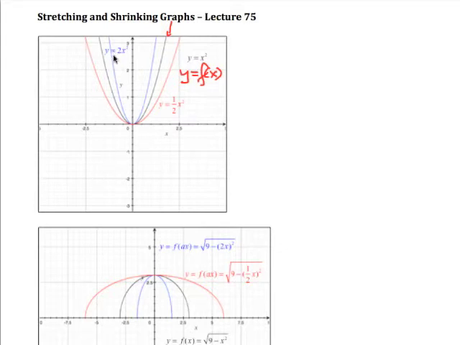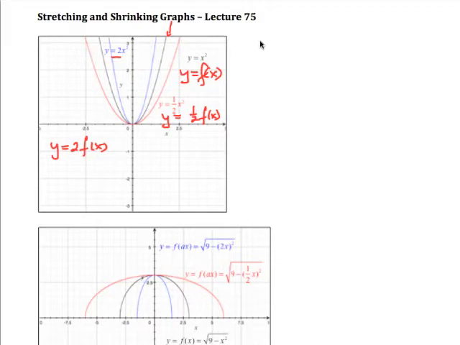Then what we're going to look at is the blue one here. You'll see that this is really f of x, but we've got a 2 in front of it. We want to see what happens with that. And for the red one, this is like y is equal to a half f of x. We want to see what happens with that one.